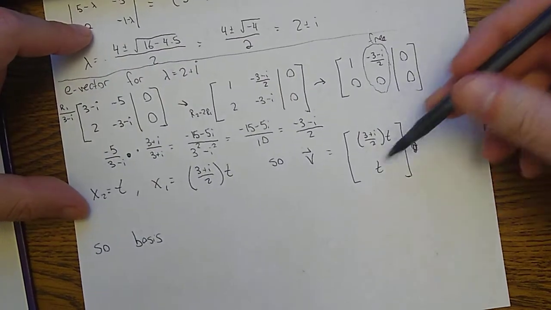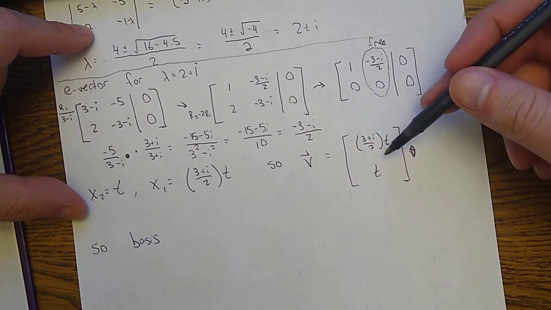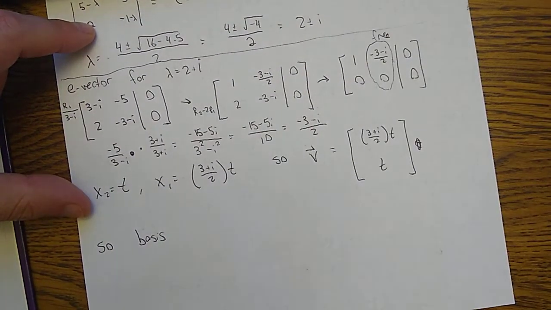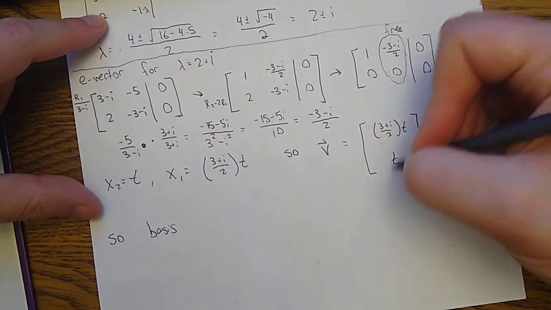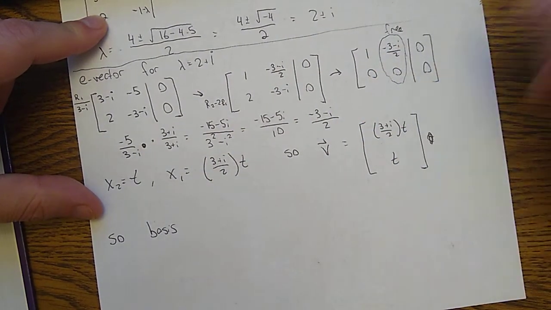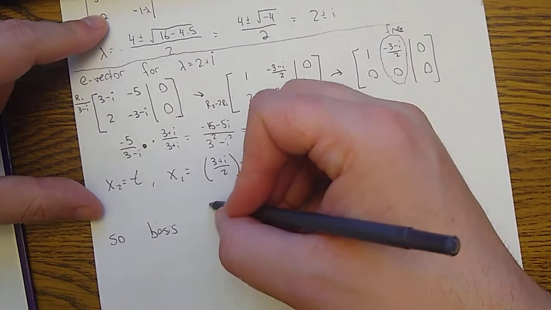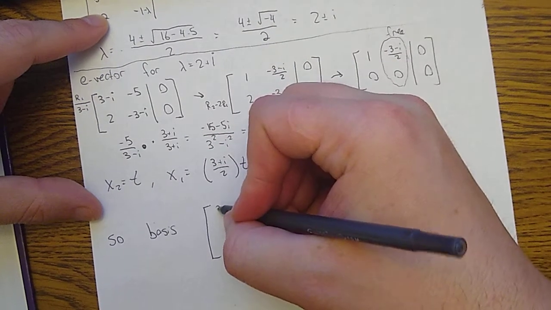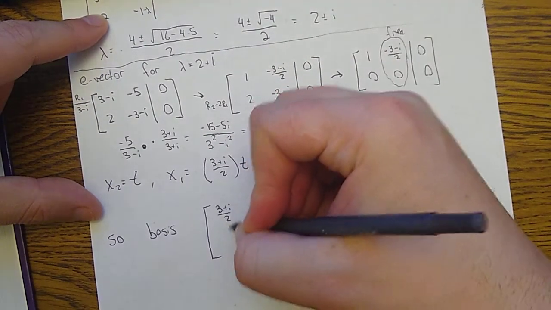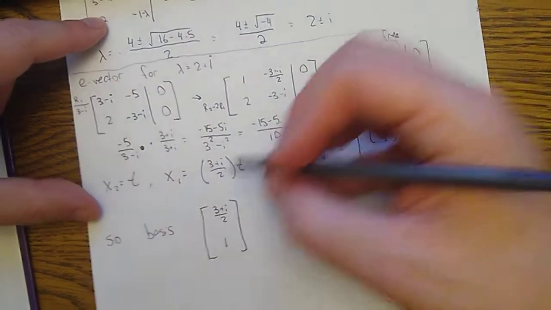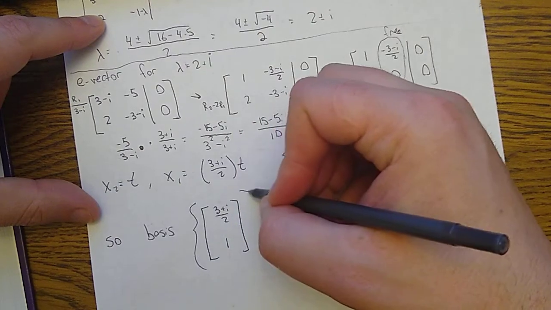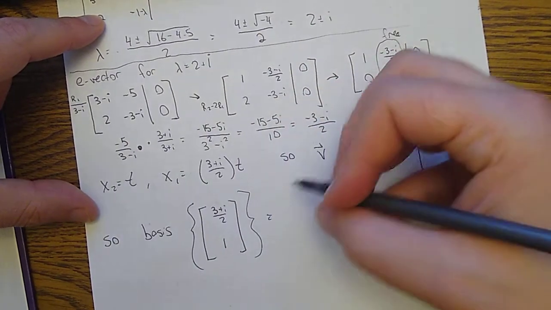And this is where I always say, this is every possible eigenvector. We just really need one eigenvector or a basis for the eigenspace. So this is a one-dimensional eigenspace. There's just t, there's no s. I can just say t equals 1 and call this the basis for my eigenspace.